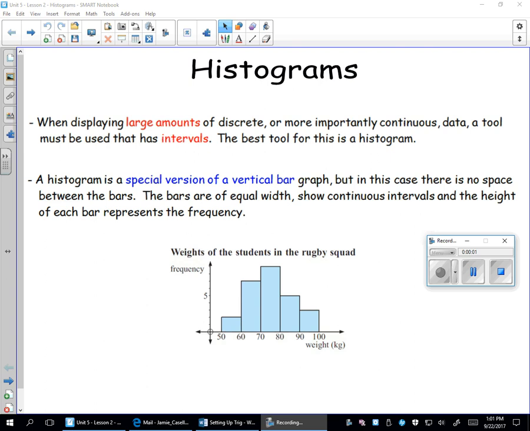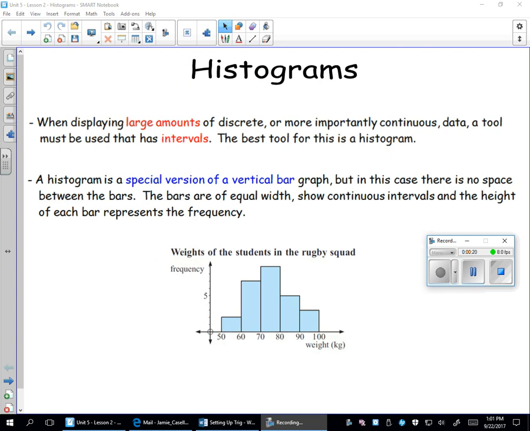In this lesson, we're going to examine how we can use some technology to help us actually build these displays for data. One of the ideas we're going to look at today is the idea of a histogram. A histogram is a special kind of column graph. It's used when we have large amounts of data, usually in intervals.